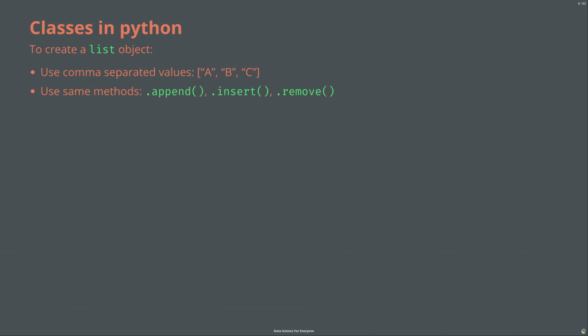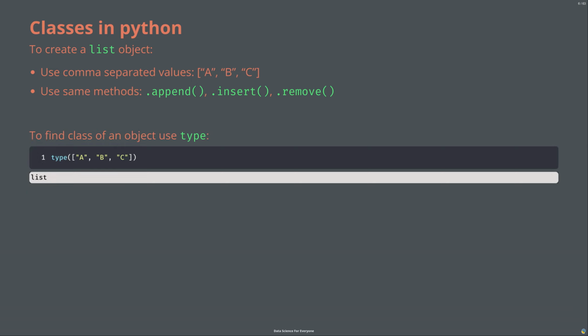Classes in Python act like blueprints. They define a common structure and behavior for all objects of the same type. Take lists, for example. Every list can store items using comma-separated values inside square brackets, and they all share the same methods, like append, insert, or remove to add, insert, and remove items. This consistency comes from the class they are built from. If you ever want to check the class of an object, just use the type function. For instance, running type on a list will confirm that it's a list object.